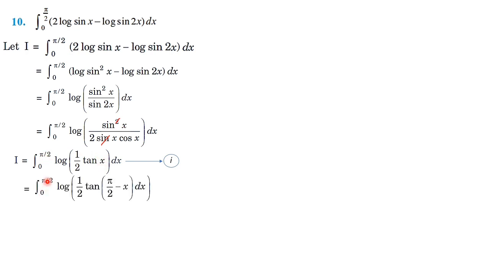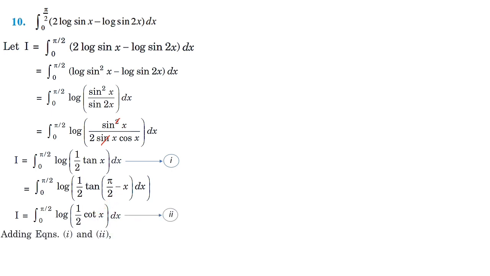That is, integral 0 to pi by 2 log 1 by 2 into tan. Here only x is there, so x is replaced as pi by 2 minus x. So tan of pi by 2 minus x dx. We know tan of pi by 2 minus x is cot x. So integral 0 to pi by 2 log 1 by 2 tan of pi by 2 minus x will come as cot x. Label it as equation number 2.